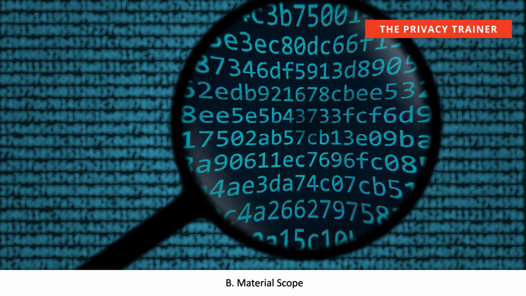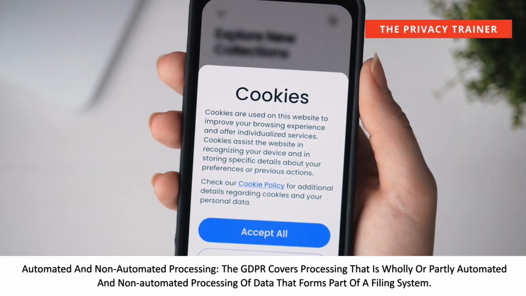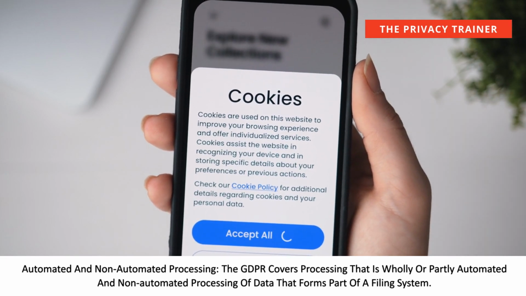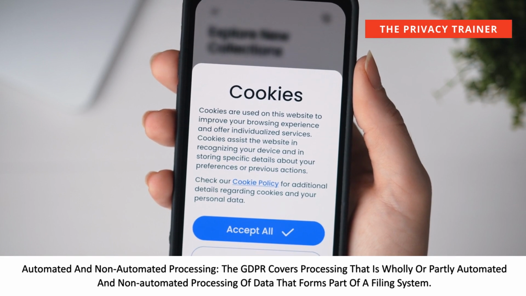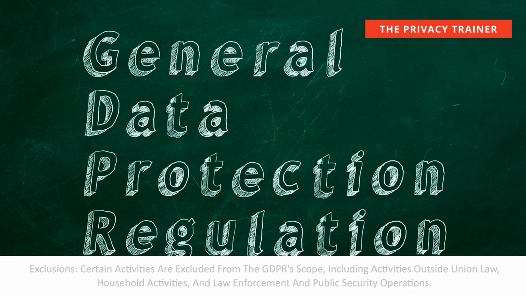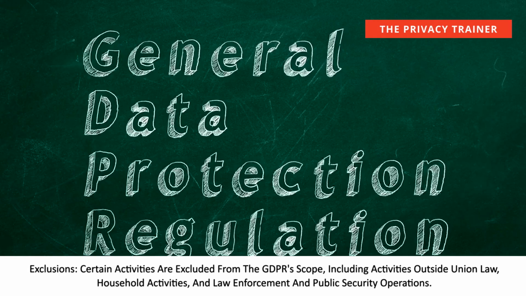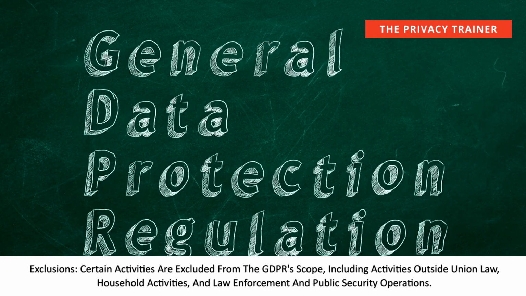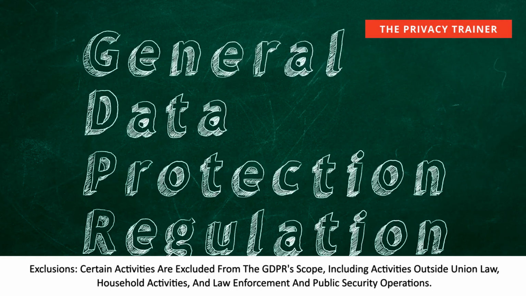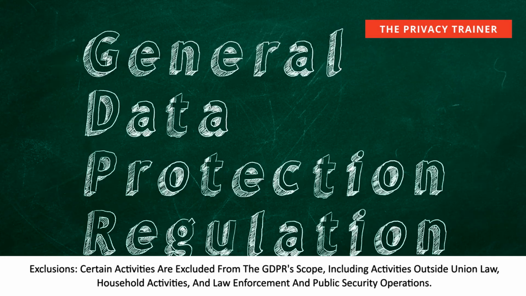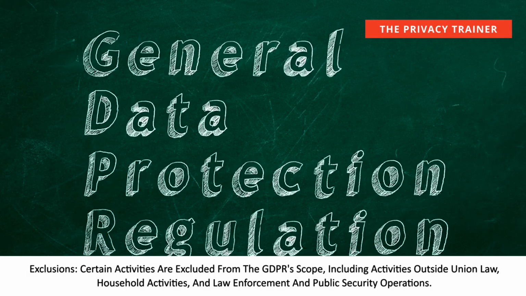B. Material scope. Automated and non-automated processing. The GDPR covers processing that is wholly or partly automated and non-automated processing of data that forms part of a filing system. Exclusions: certain activities are excluded from the GDPR's scope, including activities outside Union law, household activities, and law enforcement and public security operations.